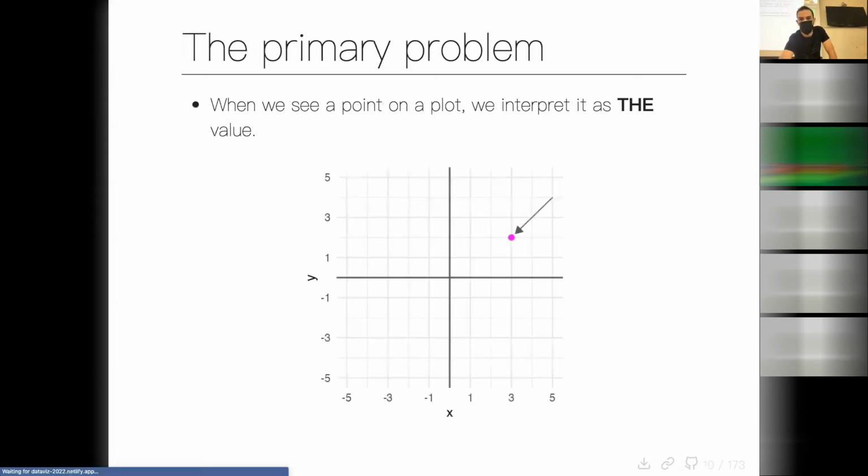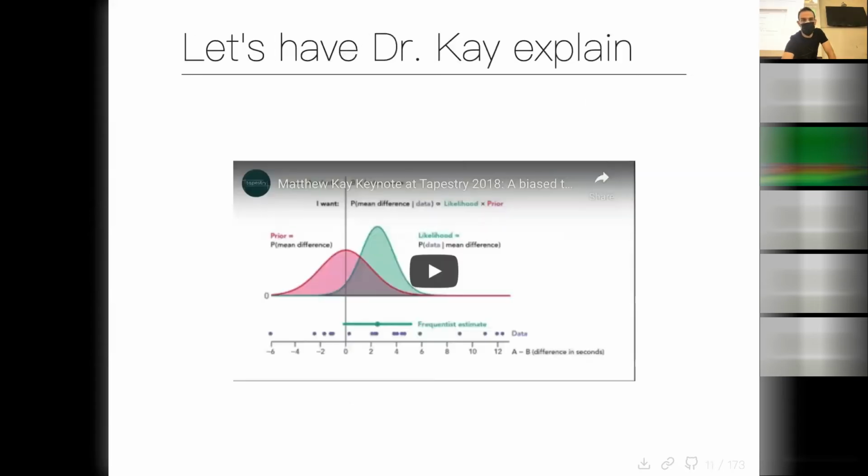with ggplot. So the primary problem with all of this is that when we see a point on a plot, we interpret that as the value, when in reality, that is an estimate or an observation or whatever. And so those points essentially always have some degree of uncertainty around them. That uncertainty might only be measurement error, but measurement error can still be fairly considerable.